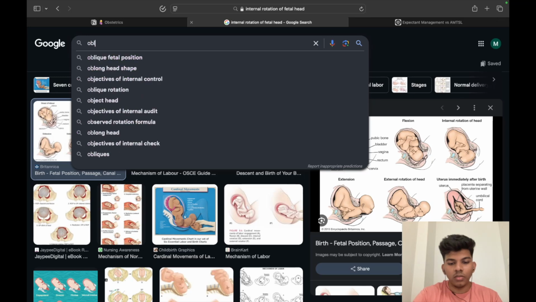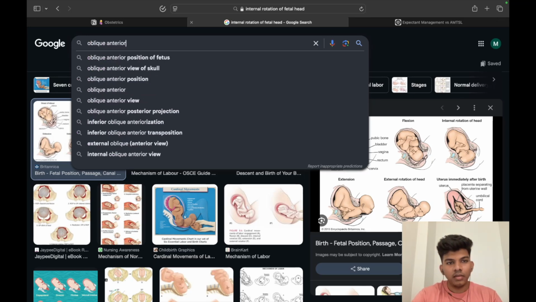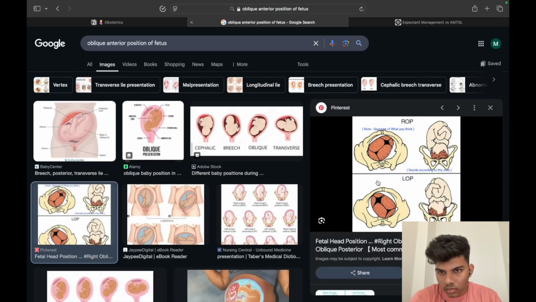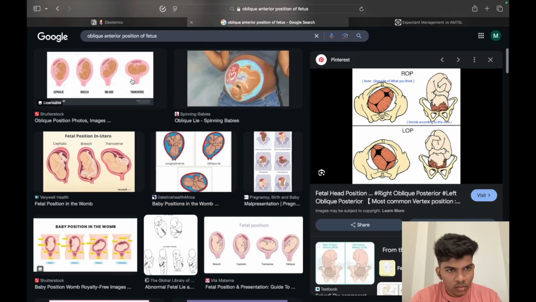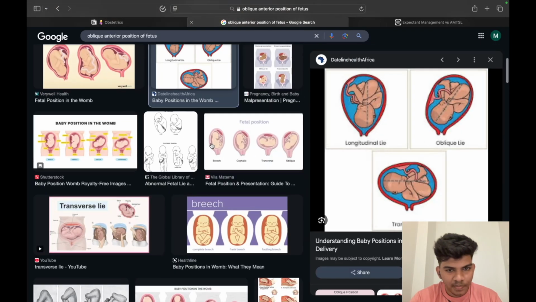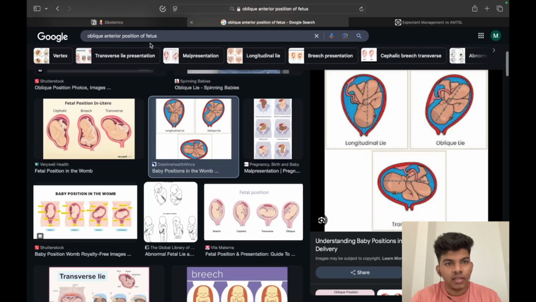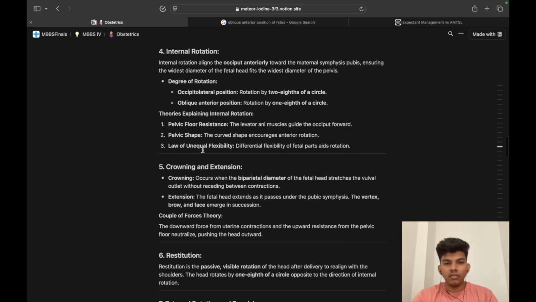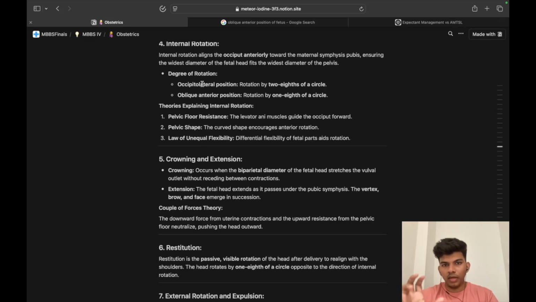Oblique anterior position of fetus. Anyways, leave it. So oblique anterior position in this particular case, just need to know this one, it is the rotation by 1/8 of the circle. Occipital lateral, for the occiput to turn to the pubic symphysis, like both of them to be together, we want 2/8 in this case. Oblique anterior position, in that particular case we need 1/8 of a circle.